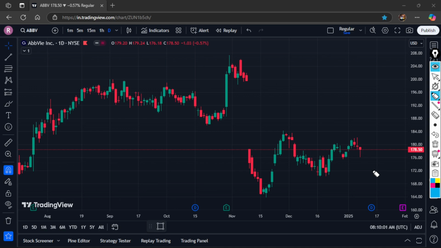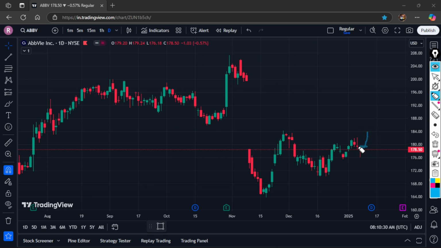So here is ABBB. Here we can see that it is trying to go upside after making an ascending triangle kind of pattern. Here we can expect that if it makes a pattern like this, it has to try to go upside, and in this upside pressure we can catch this point. For that we can try to buy.